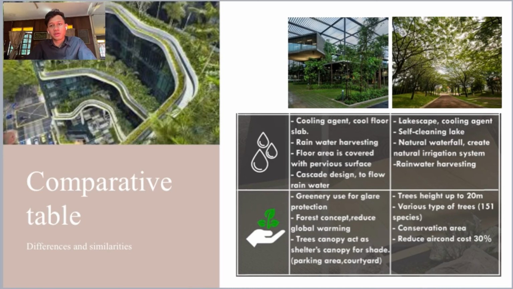Next, for the element of planting, the greenery is used for glare protection in the Paramit Factory. The forest concept is to reduce global warming and reduce the temperature. The tree canopy acts as a shelter canopy for shade, for the parking area, courtyard, canteen, and outdoor spaces. At Valencia, the planting is more for a conservation area because it has various types of trees, 151 species.